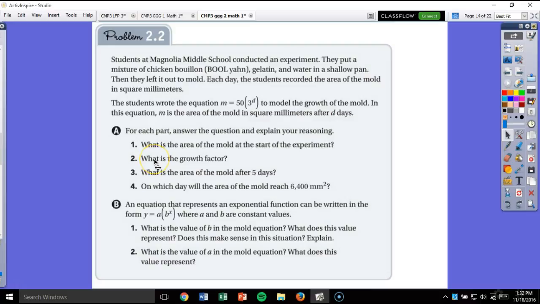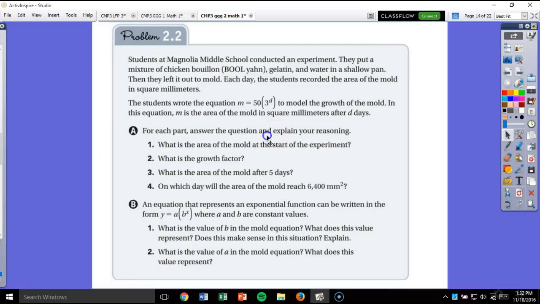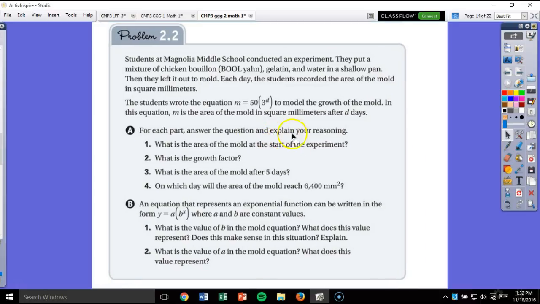Then, once you've done that, part A says for each part answer the question and explain your reasoning. Explain your reasoning, okay? One of the things we have trouble with is explaining. So let's get some practice in here so we're ready for our tests. A1, what is the area of the mold at the start of the experiment? Where could we go to find that?